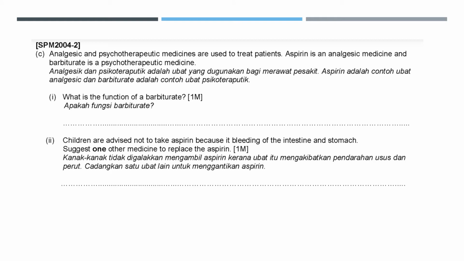Now let's look at this question. Analgesic and psychotherapeutic medicine are used to treat patients. Aspirin is an analgesic medicine and barbiturate is a psychotherapeutic medicine. Question C1. What is the function of barbiturate? The information given in the question, barbiturate is a psychotherapeutic medicine. So, barbiturate is a medicine that can be used to relieve the symptom of depression and anxiety disorder.